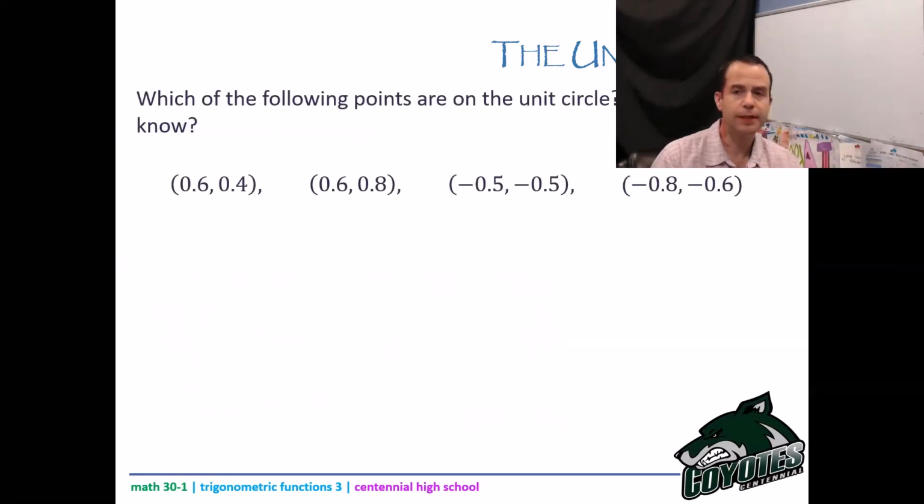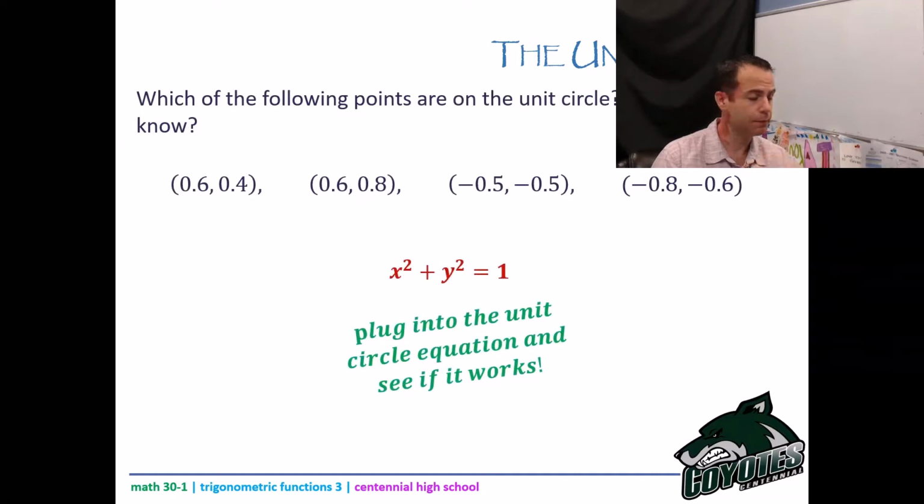Okay, which of these points are on the unit circle, and how do you know? Well, if they want to be on the unit circle, they have to work in the equation. So remember, my equation is x squared plus y squared equals 1. So if I plugged in 0.6 for x and 0.4 for y into that equation, does it equal 1? That's what I want you to do, okay? So check each one of the 4. Pause me for a sec.